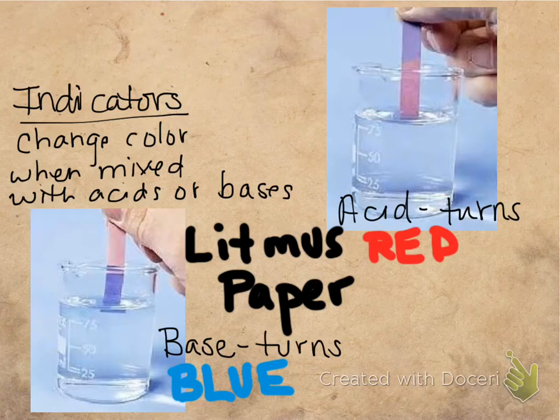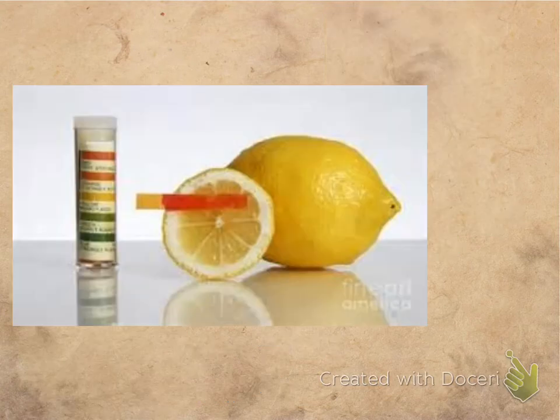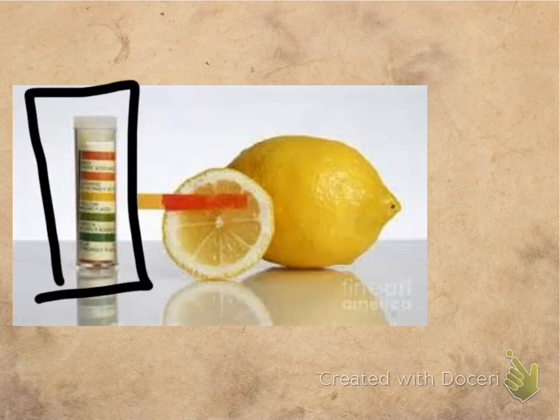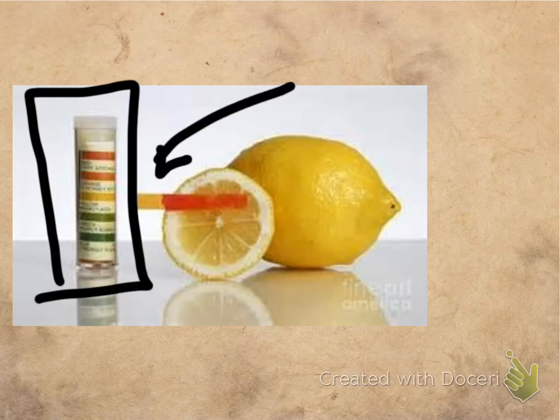Specifically, this litmus paper is treated with an indicator that changes either blue or red. There are different types of indicators and there are different types of litmus paper. I'll show you another example. Sometimes you can see litmus paper comes in these tubes, and if you've ever gone to a swimming pool and seen how they can change the pH of the water, they put the chemicals in the water. Well, they're going to test the chemicals according to a color scheme.